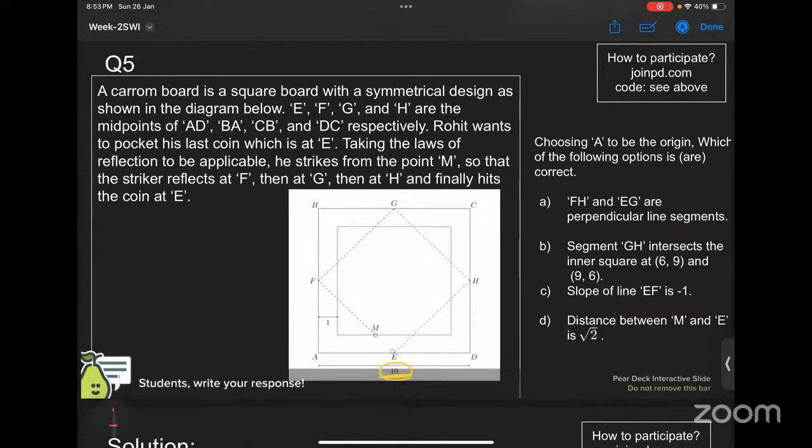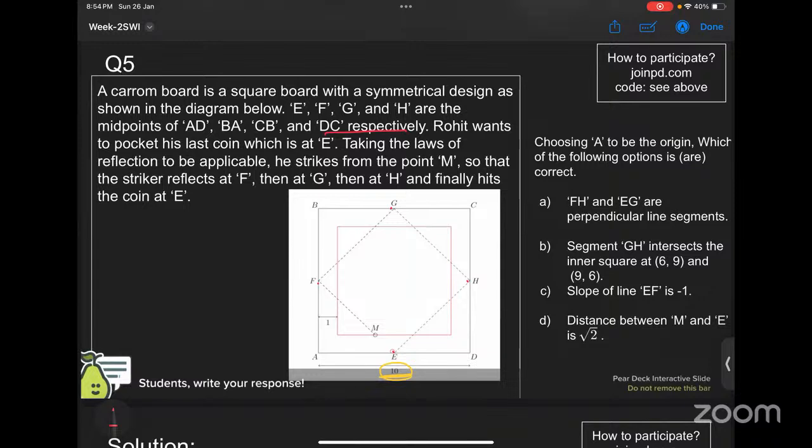Okay, let us start reading the question from the beginning. A carrom board is a square board with a symmetrical design as shown in the diagram below. And E, F, G, and H are the midpoints of AD, BA, CB, and DC respectively. So we can see it, right? We have E, H, G, and F, and A, B, C, D, all the points, and they are the midpoints.